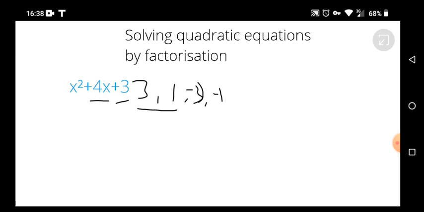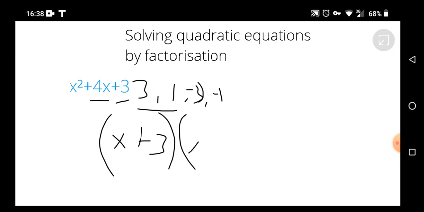So what I'm going to do is two pairs of brackets. They're both going to start with x, and then they're going to have our factors, so x plus 3, and close that bracket, then x plus 1.